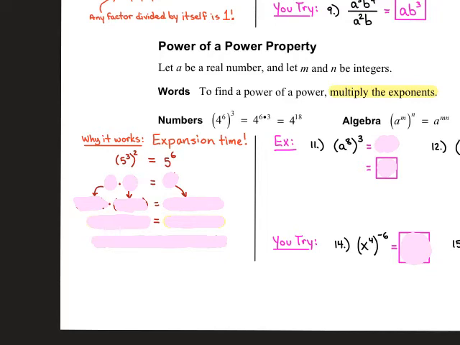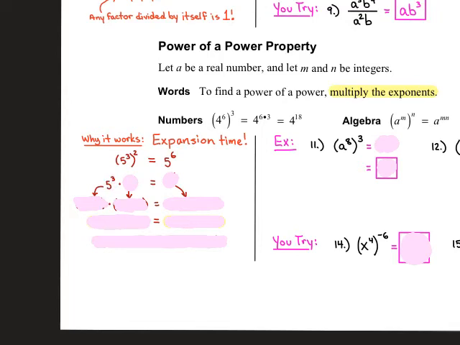Here's how it works. 4 to the 6th power raised to the 3rd power is 4 to the 18th power, because you multiply the 6 and the 3. Here's why it works one more time. We are going to go to the expansion. When you square something like 5 to the 3rd here on the left side, you are multiplying it by itself.